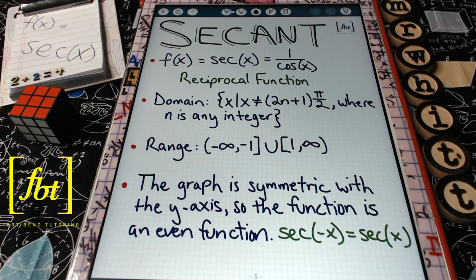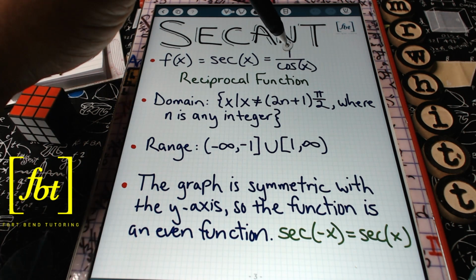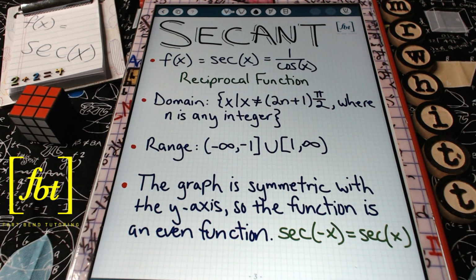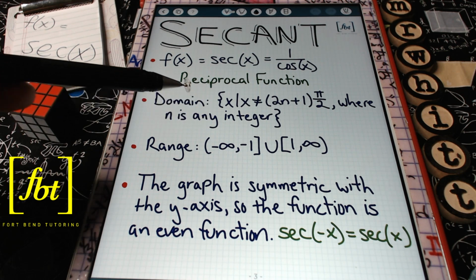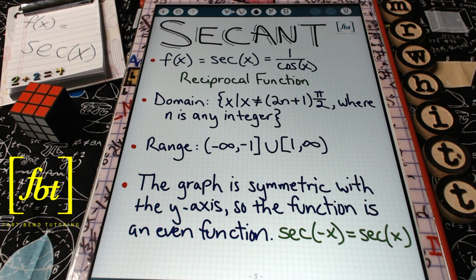So f of x equals secant x, or 1 divided by cosine of x. Secant is a reciprocal function, because it's the reciprocal of cosine. The domain of secant is x such that x cannot equal the product of 2n plus 1 times pi divided by 2, where n is any integer. The range is from negative infinity to negative 1, union 1 to infinity, including negative 1 and 1.